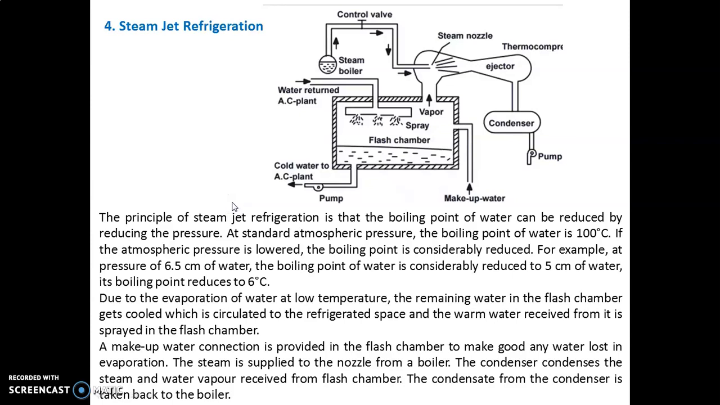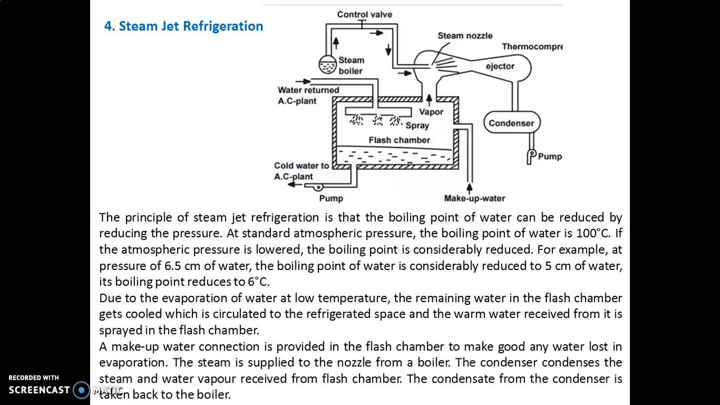So students, the fourth important one is steam jet refrigeration. Here we have a number of components: a flash chamber, a condenser, an ejector, and most importantly a steam nozzle, a control valve, and a boiler for producing steam. Continuous water circulation is there along with a pump arrangement, and makeup water is required continuously in the flash chamber. This is the most important concept used in commercial applications.